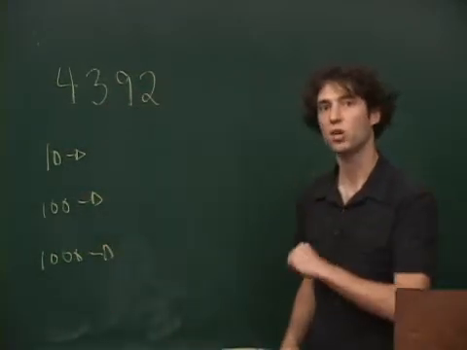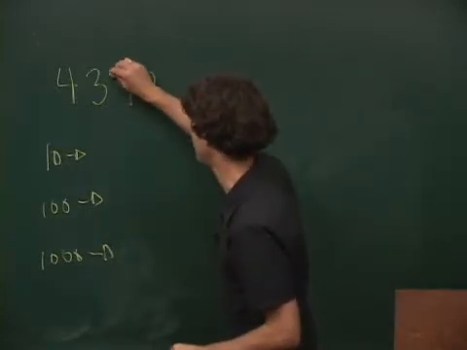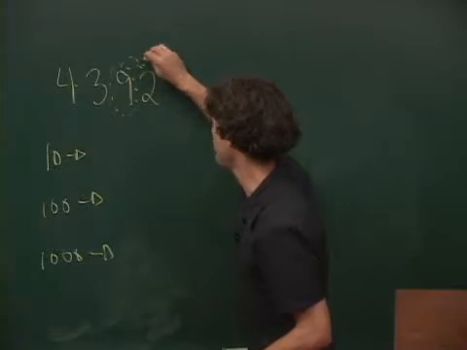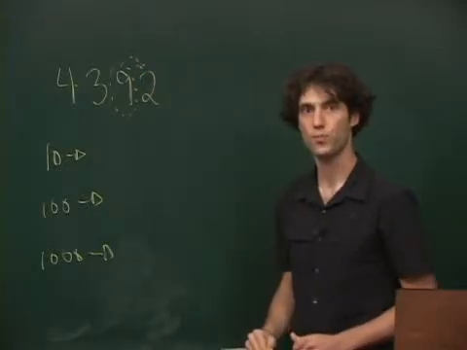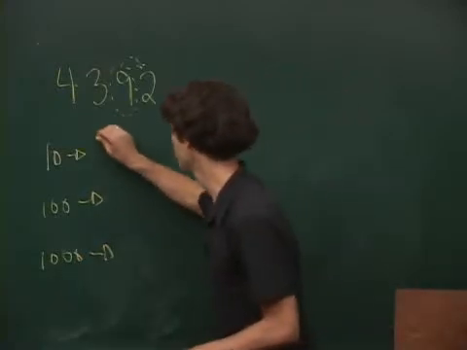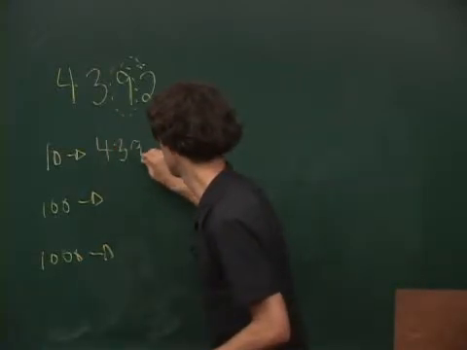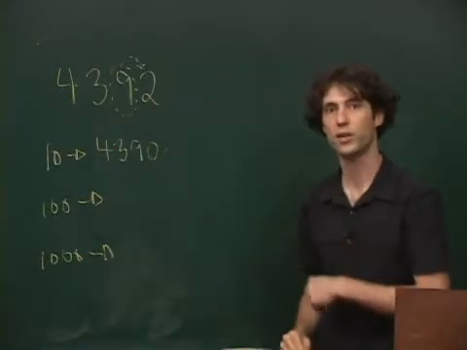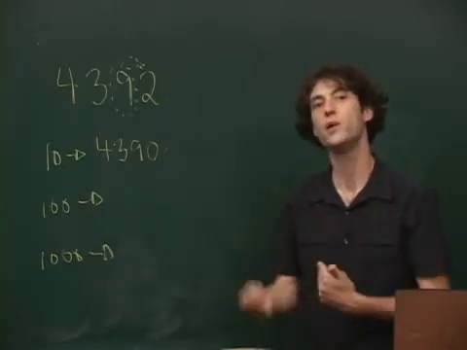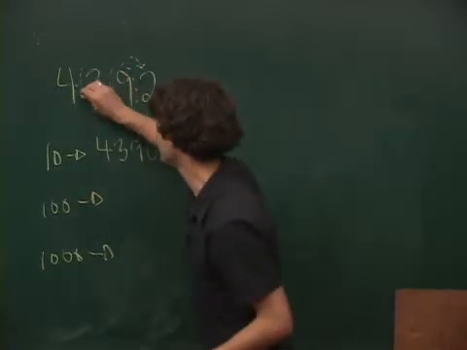Well, you look at the column of the tens, which is here. Then you look at the number on the right. It's a 2. 2 is less than 5, so 9 will stay the same. So our number will be 4,390.